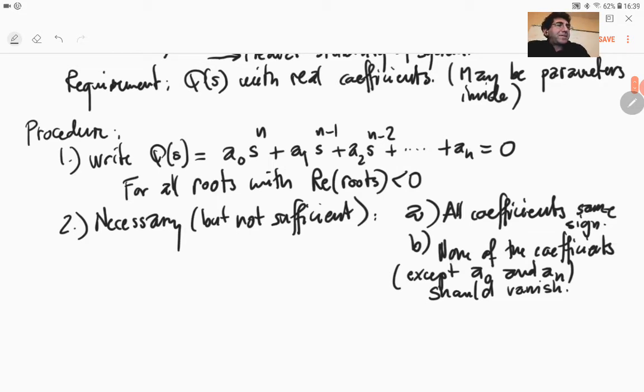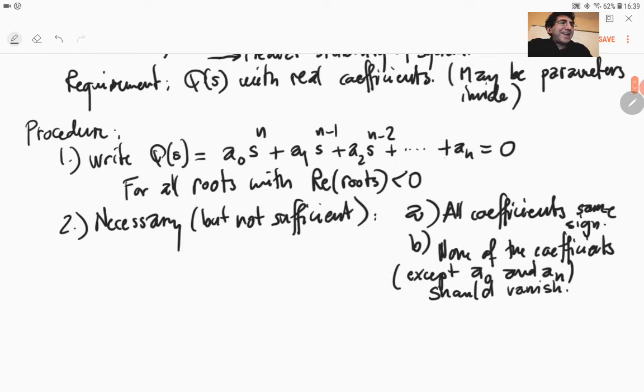Also, if we have a missing coefficient, except A0 and An, which can be 0, and I'm going to talk about it in a minute, if we have any missing coefficients with any one of the other powers of S, that means you automatically have an unstable system. Now, what happens if A0 or An vanishes? If A0 vanishes, Sn goes away and you have a polynomial with one less order. So it doesn't matter. Your system is not of nth order, but n minus first order. So that's not a big deal.